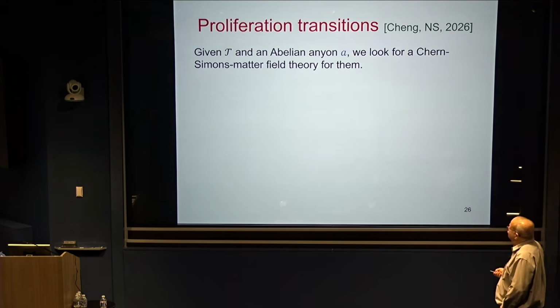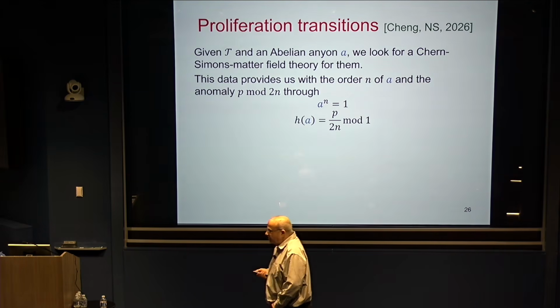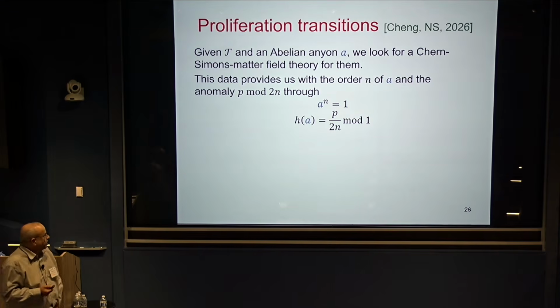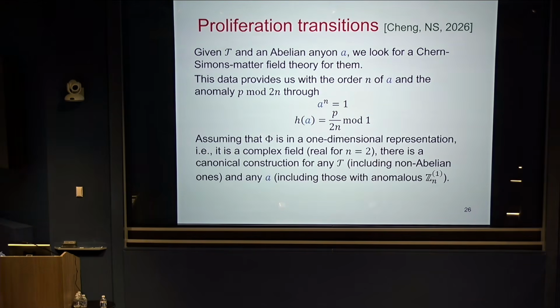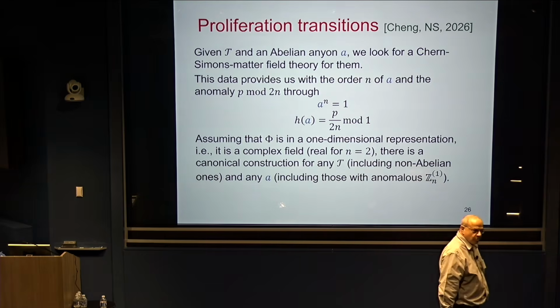So we are going to look for a Chern-Simons description of them. And this is the data again. We have a choice of TQFT and an abelian anion A, and the spin of the anion determines p mod 2n. So we calculate that from these data. And then we would like to do the rest. And at this point, I'm going to make a simplifying assumption that the scalar field that I throw in is a single complex scalar field. That's the only assumption I'm going to make.